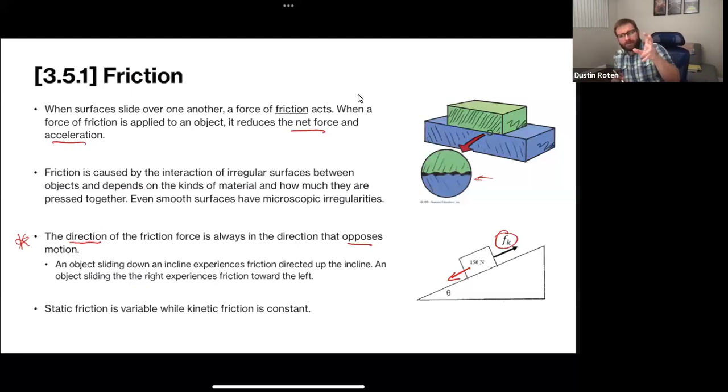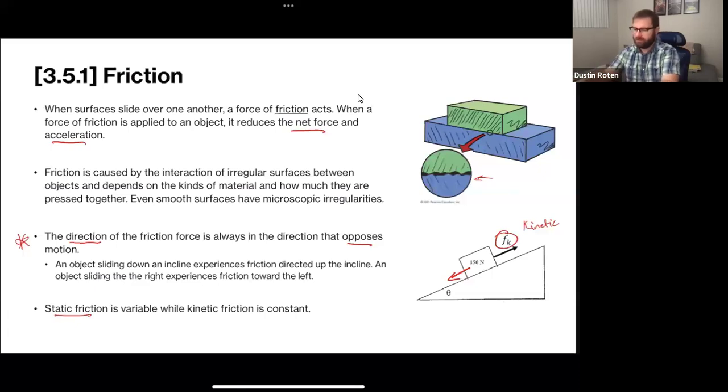So there's two different types of friction that you need to think about. You'll notice over here I have a little F sub K. This K stands for kinetic friction, and that's a friction on something that's already moving. Static friction is actually when something is not moving and you've got friction holding it in place.